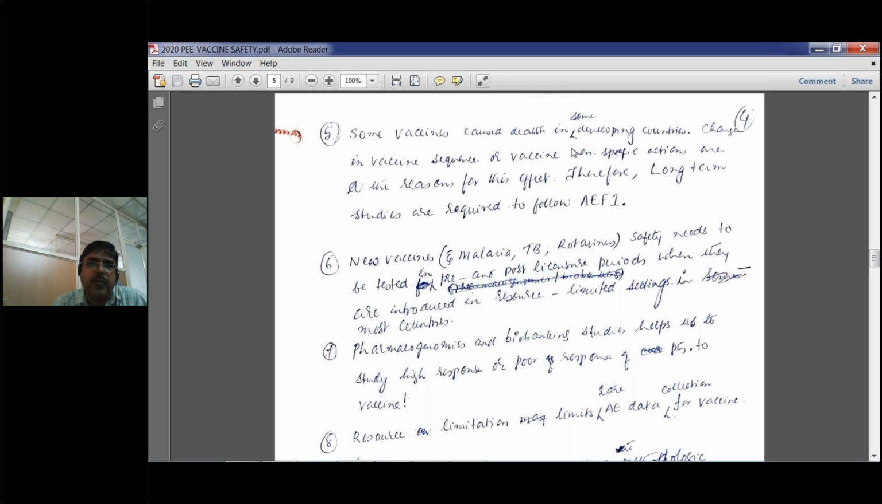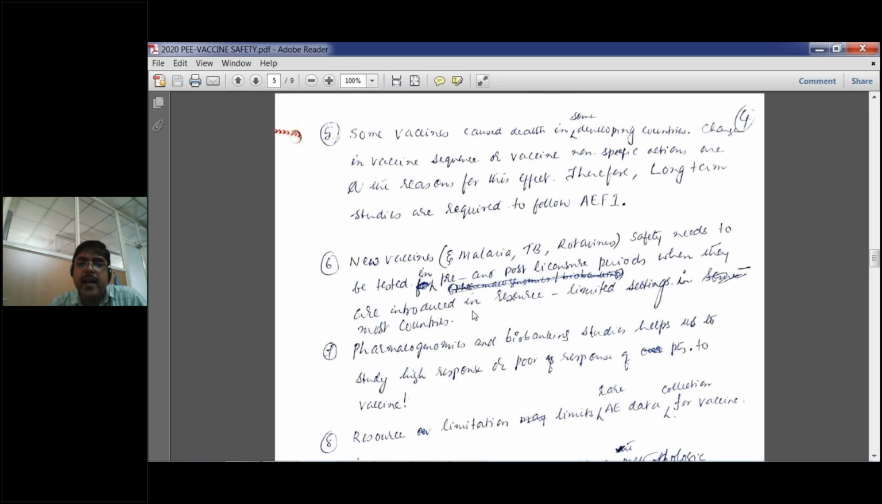So this is another clinical problem where a vaccine changes its sequence or produces an action which is totally opposite or non-specific, and that may result in safety issues. So long-term study is a deficiency which needs to be followed up. Now, whenever we introduce a new vaccination, especially for malaria, TB, rotavirus, whatever it is, safety needs to be of prime importance, especially during the pre- and post-licensure period, before giving the license or after giving the license, especially in those countries where resources are limited.